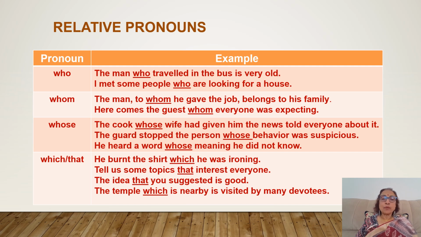The guard stopped the person whose behavior was suspicious. Now the guard stopped the person. The person is object, but his behavior was suspicious. His is not object or subject, his is possessive. So we are using the relative pronoun for the possessive case, and that is whose. The guard stopped the person whose behavior was suspicious. I hope this is clear.